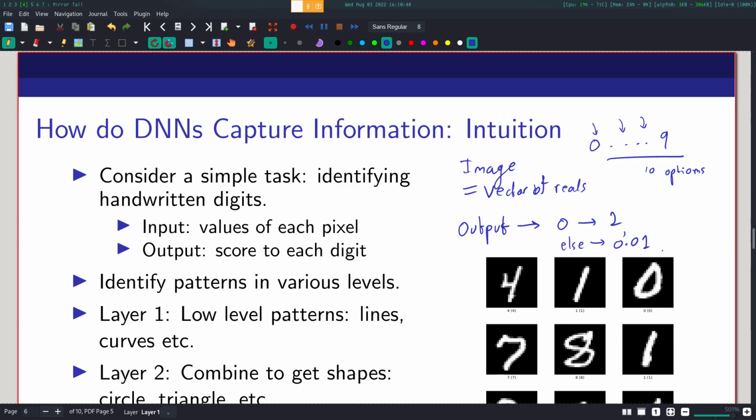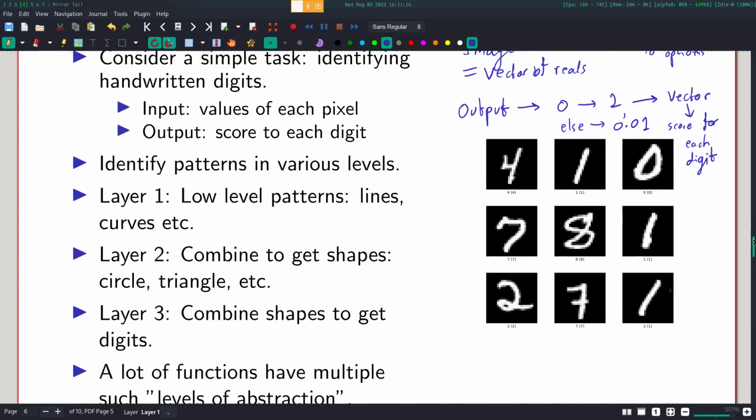So the output similarly is going to be a vector as well, and this vector is going to have a score for each digit. Maybe the first component of the vector corresponds to the score for 0, the second component for 1, and so on. So this is basically what the inputs and outputs are going to be for a neural network.